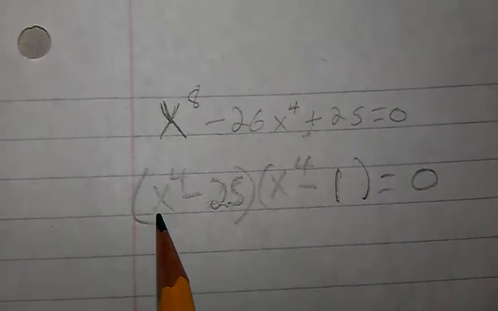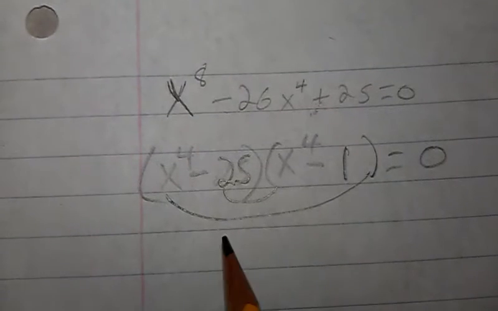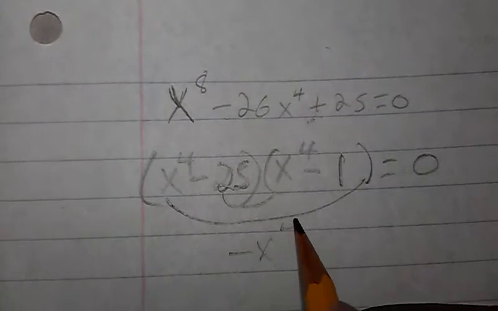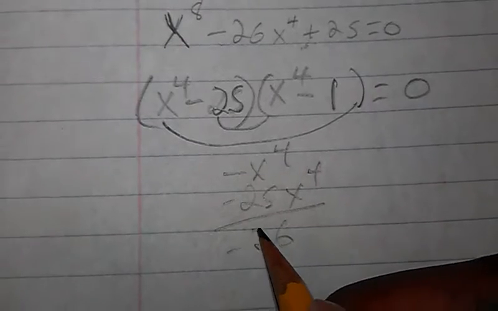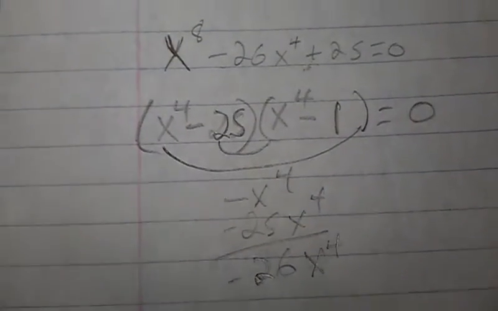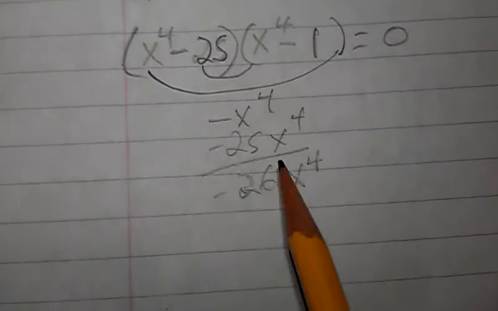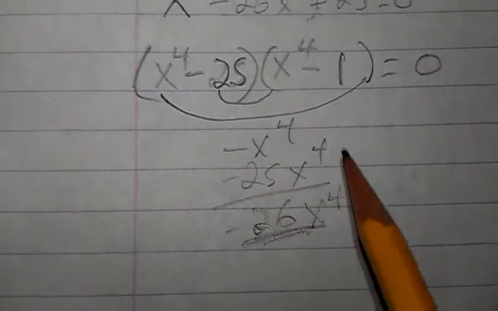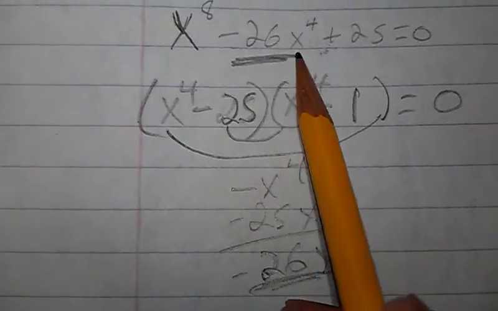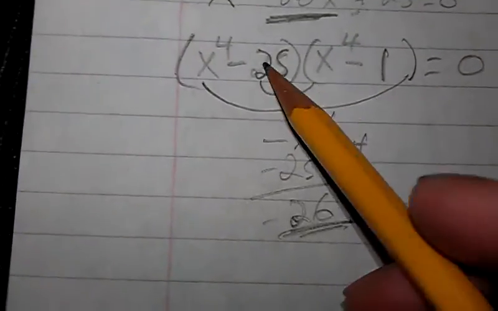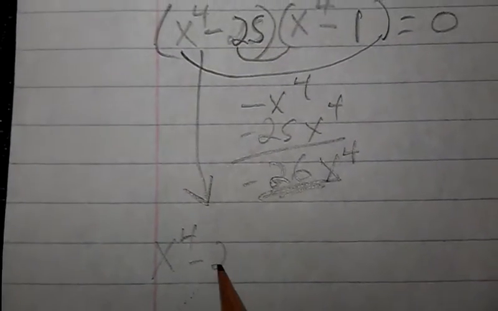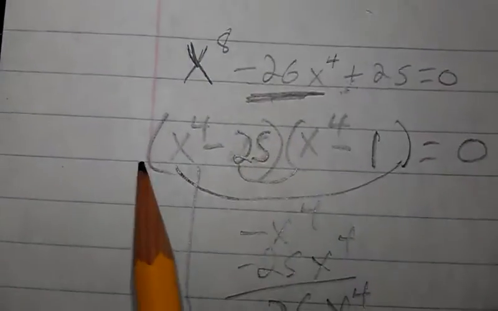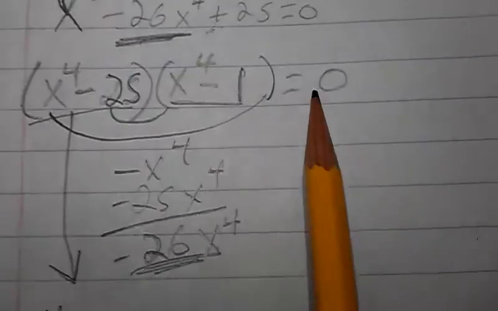And same situation. Multiply the outer terms, multiply the inner terms. Outer terms, I get negative x to the 4th power. Inner terms, I get negative 25x to the 4th power. Add those both together, I get negative 26x to the 4th power. And that's exactly what I want, because this term equals this term. Pretty neat, eh? So I take this term here, bring it down, x to the 4th power minus 25 equals 0, because both of these terms are equal to 0.